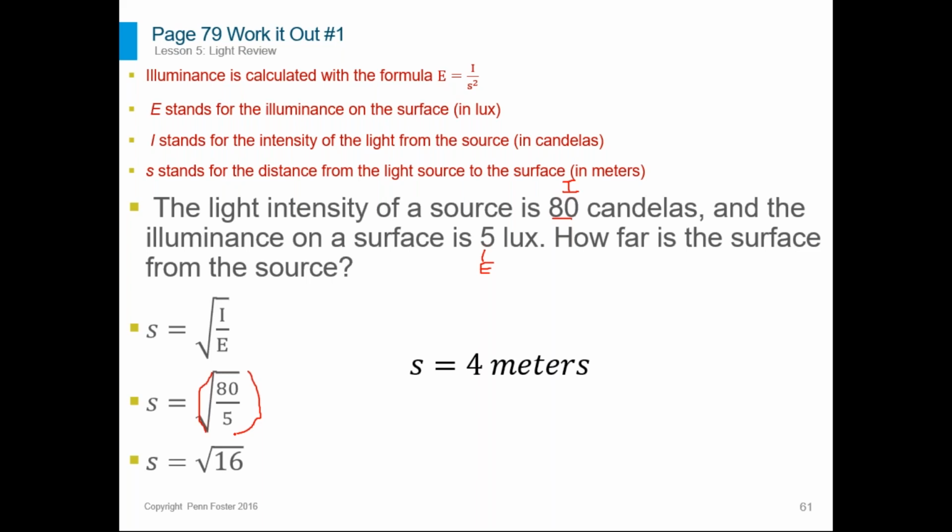So we know the intensity of the light. We know what it's like on the surface that it hits. So we could use that to figure out the surface is 4 meters away.